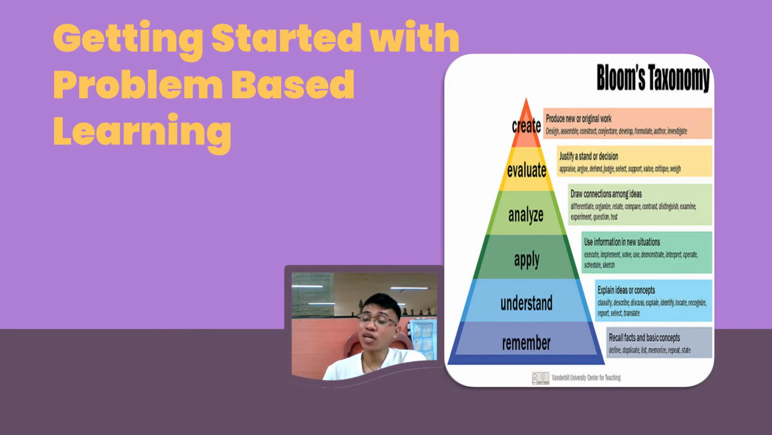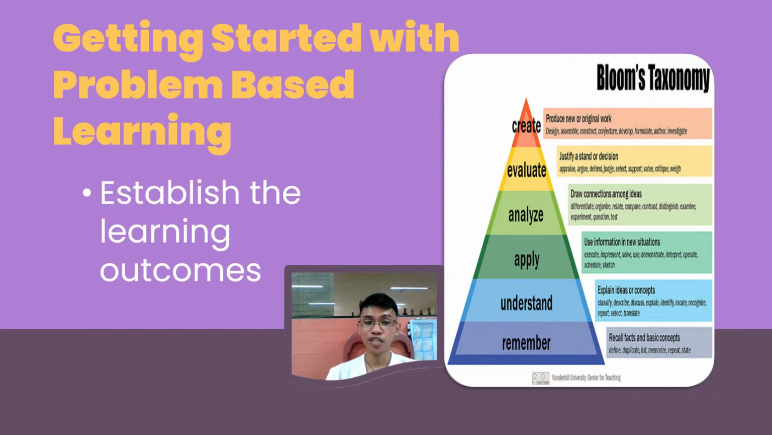Let's talk about how to get started with problem-based learning. So first, establish the learning outcomes. You must articulate the learning outcomes of the project by using this question: what do you want students to know or be able to do as a result of participating in the assignment?